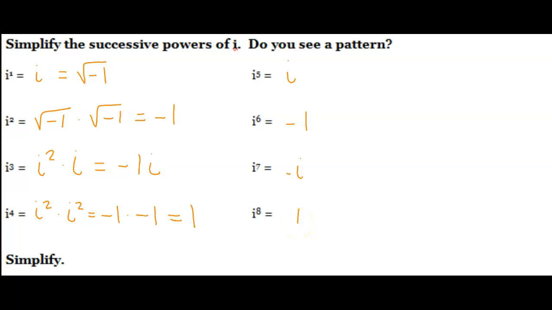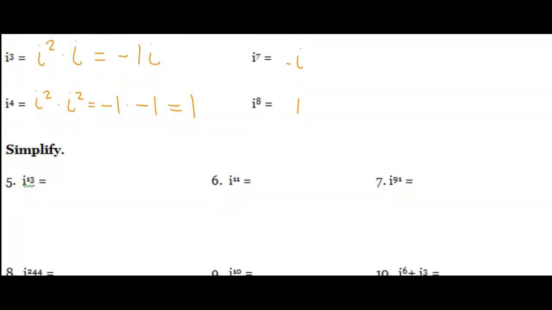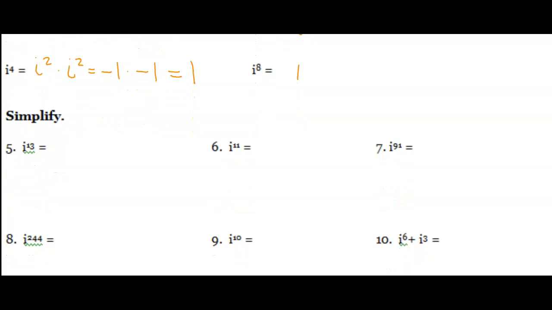I know it's not on there, but i to the 9 would then become what? i, because you go right back to the beginning. So if you go down to your examples, i to the 13 is i, because what's right and less than 13? 12. And 12 is a multiple of 4, so therefore, since it's one more than the last multiple of 4, it's i.